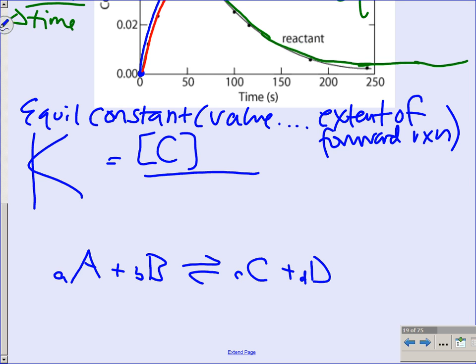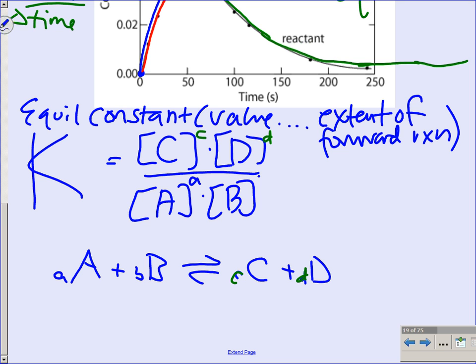Concentration of C, so that's product C times concentration of product D. Both of those are raised to their coefficients as a power. So these little coefficients, C and D, become exponents. So that does matter, that is balanced. And that's over what, keep on, Zach? To the A power, okay. Beautiful.